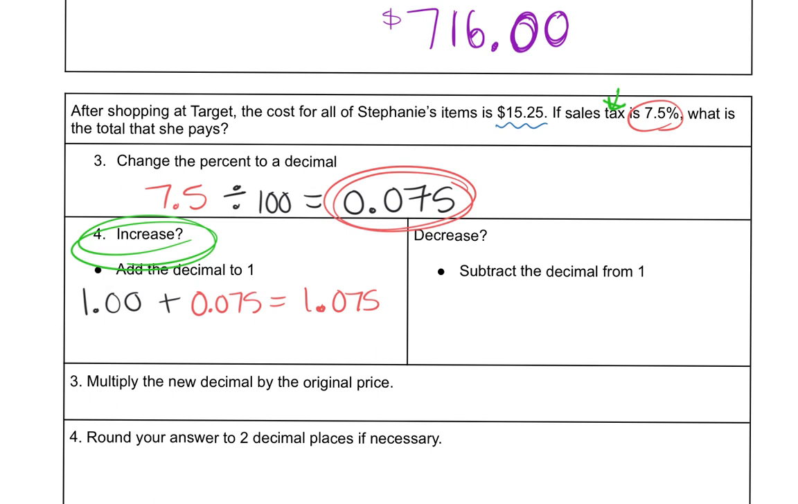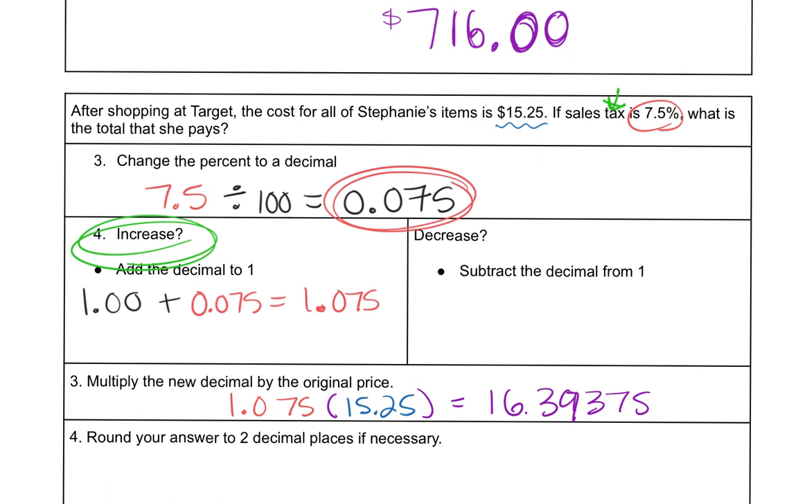So I take that percent representation, 1.075, times the original cost of $15.25 is 16.39375.